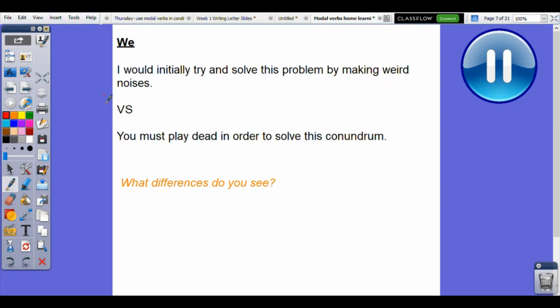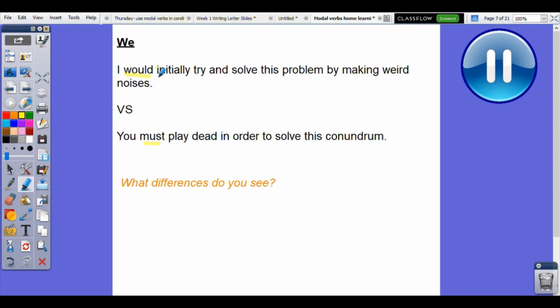I would initially try and solve this problem by making weird noises versus you must play dead in order to solve this conundrum. Pause the video here and have a think to yourself. What differences do you see? Okay, so if we look at our modal verbs, I would definitely try and solve this problem by making weird noises versus you must play dead. Must is a higher modality verb, it's far more forceful and far more confident than I would initially try. I would is more of a suggestion.